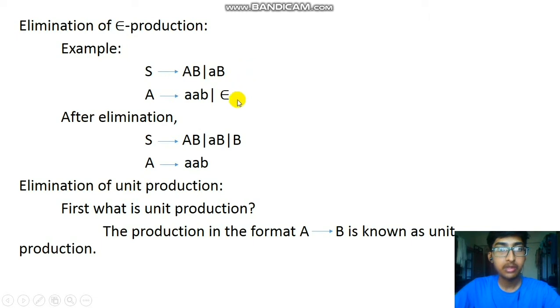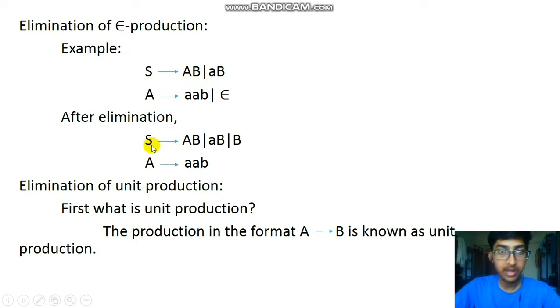Here is an example which includes epsilon. First we have to eliminate the epsilon. For that, first we should know what is defining epsilon. Here A defines epsilon, so wherever there is A, substitute epsilon in that place. We have A in S defines AB. We have A, so substitute epsilon here.